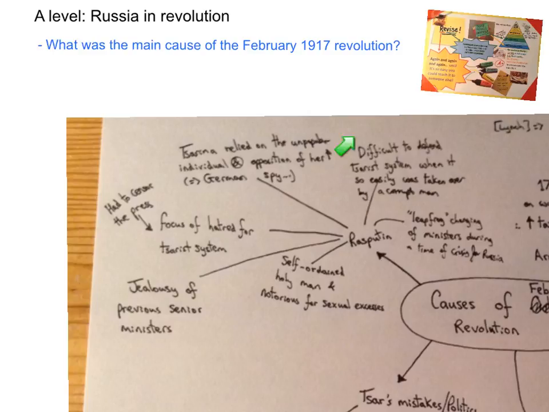We've mentioned previously, but it's very difficult to defend a Tsarist system when it's so easily taken over by a corrupt man. Rasputin had no real training. There was a constant changing of ministers, sometimes referred to as leapfrog changing of ministers, during a time of crisis for Russia, because they didn't really know how to run the country.